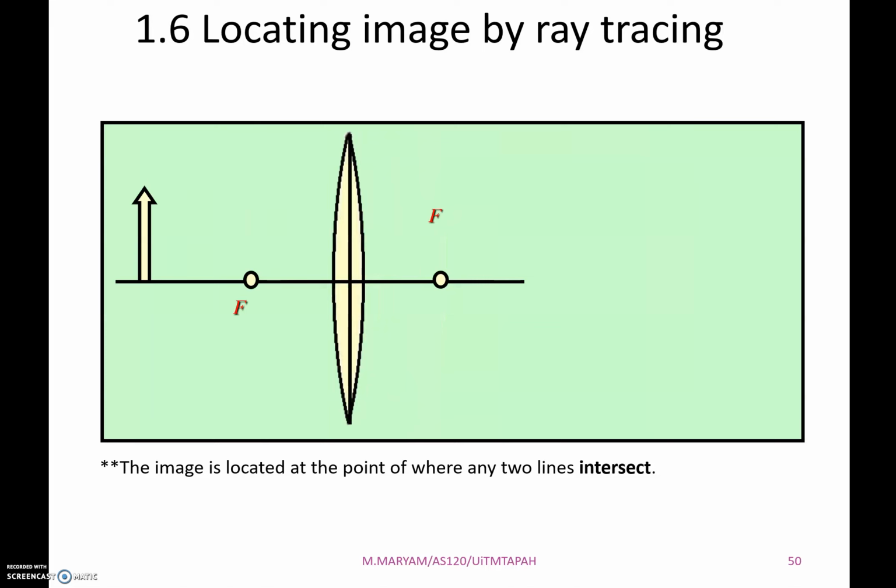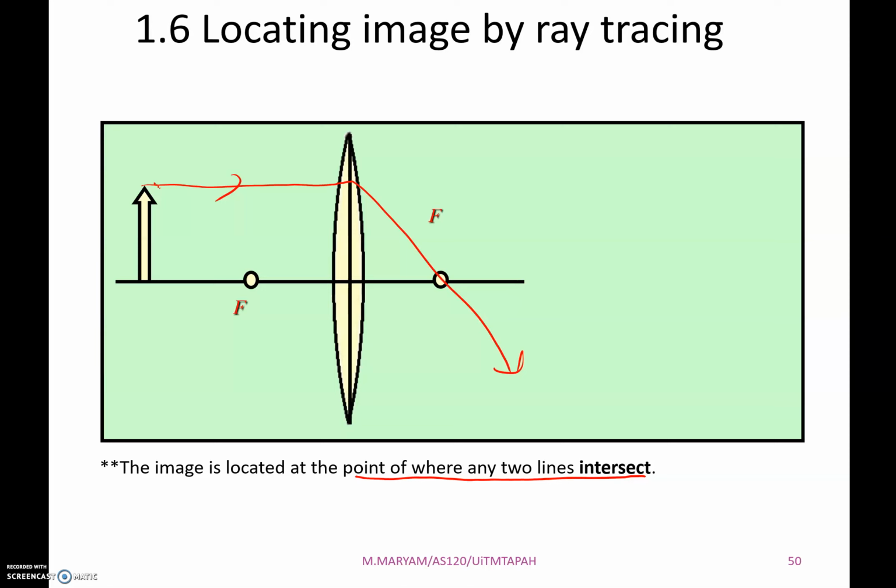Now, the first situation is if the image is located at the point of where any two lines intersect. So let's see, this is the object just now. Remember the first rule? I'm going to do this together with you first. Draw a straight line parallel towards the axis and then go through the back focal length, the focal length at the back of the lens. It would be better for you to use a ruler. Since I don't have a ruler here, pardon my not so straight lines, you can do this better.